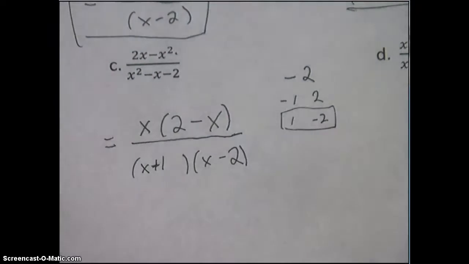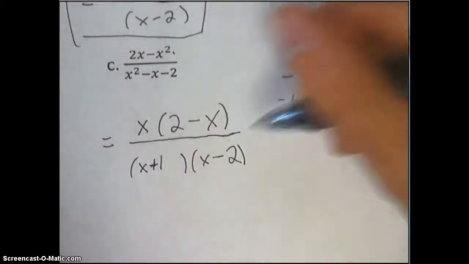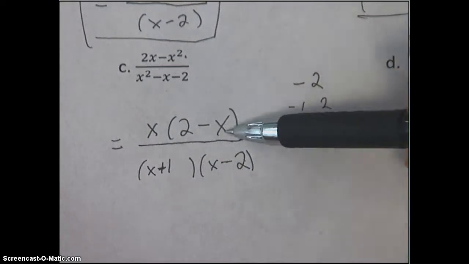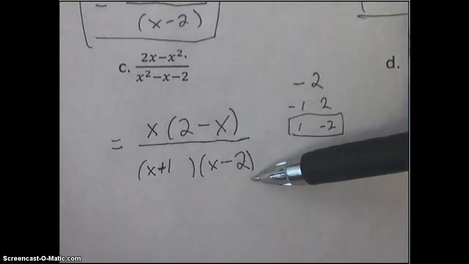So this thing's factored. Now, you might feel inclined to cancel these two out, but you can't do that. This 2 minus x is different than this x minus 2.